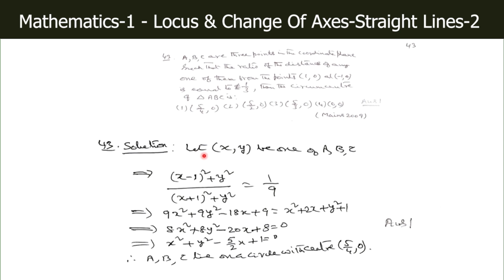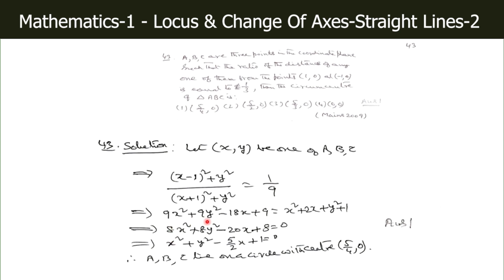Now, coming to the solution, suppose (x, y) are the coordinates of one of the 3 vertices of ABC. Then by hypothesis, (x minus 1) whole square plus y square by (x plus 1) whole square plus y square is equal to 1 by 9. Here (x minus 1) whole square plus y square is the square of the distance from (1, 0), and (x plus 1) whole square plus y square is the square of the distance from (minus 1, 0). So, the ratio is equal to (1 by 3) whole square, which is 1 by 9.